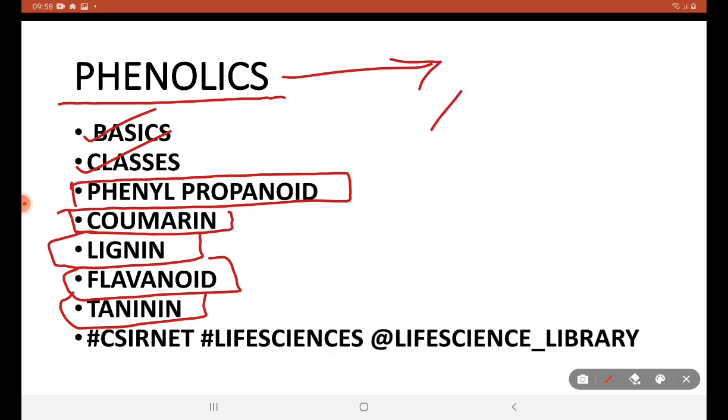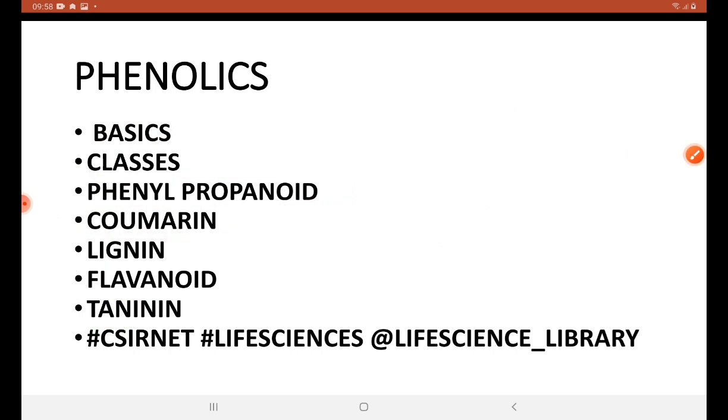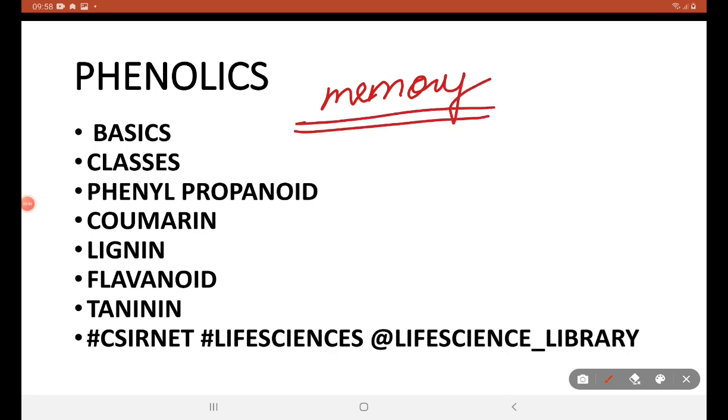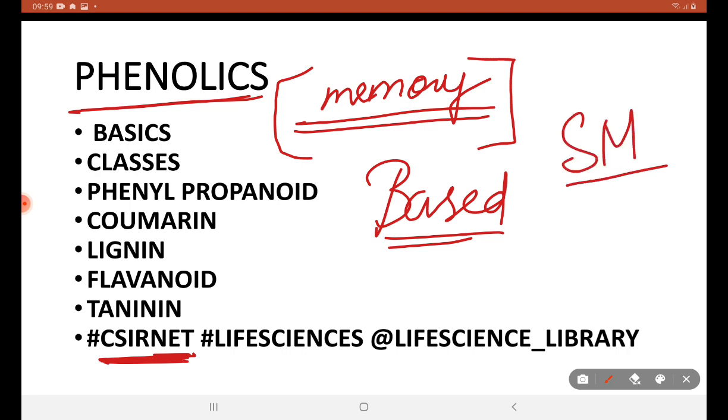This topic becomes very important for CSIR NET preparation. There are so many previous year questions that came from this. Entirely, secondary metabolite is more or less like a memory based pointer, and anybody from any background can read this topic and can easily score marks when it comes to CSIR NET life science examination. Memory based questions can come from the entire topic of secondary metabolites.